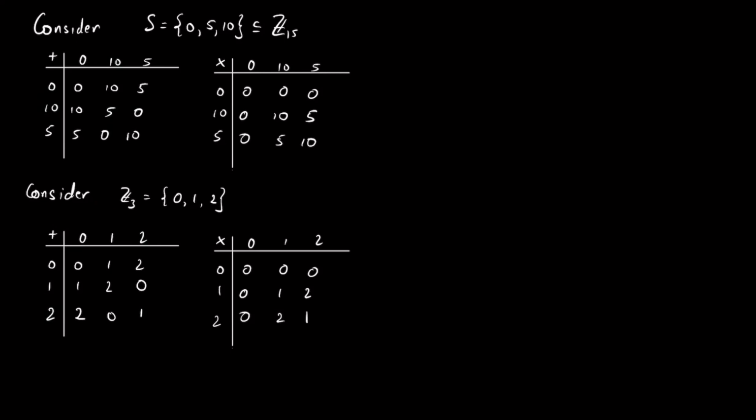I can do the same thing for multiplication. So for example, the location of the zeros is the same. So we see that there are zeros up here and there are zeros down here. Okay, everywhere that I have a 10 in this table, I have a 1 in this table, and everywhere that I have a 5 in this table, I have a 2 in this table. So again, it's like I've taken the top table and relabeled it to produce the bottom table. So in some sense, these look like exactly the same structure, just labeled differently. So let's explore this idea a little bit.